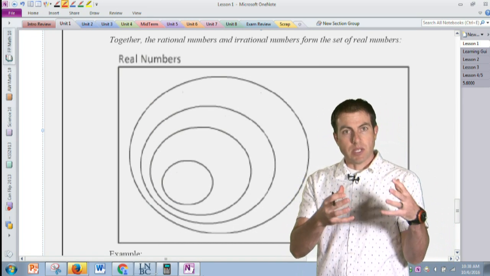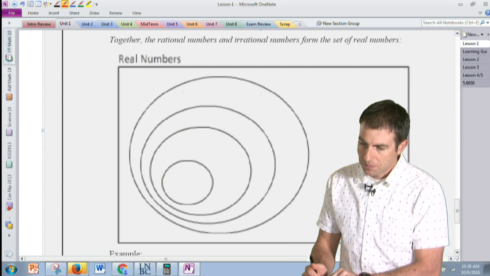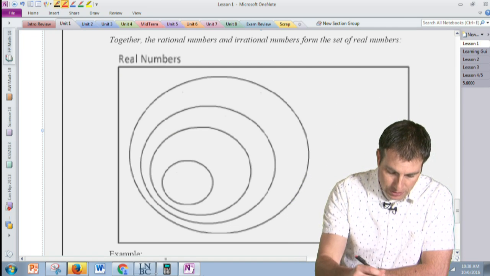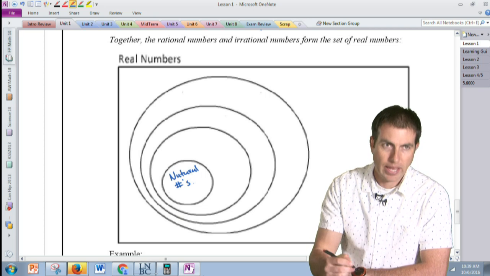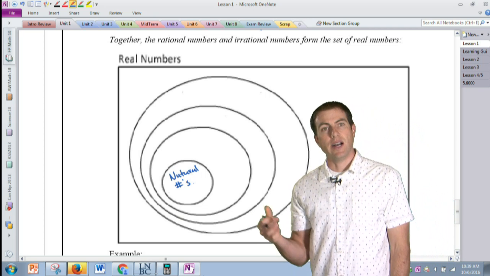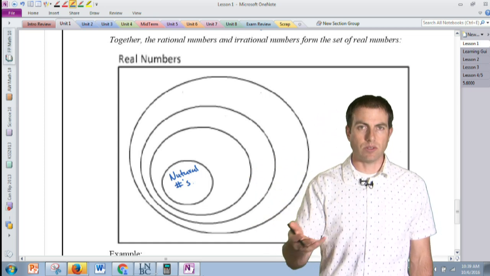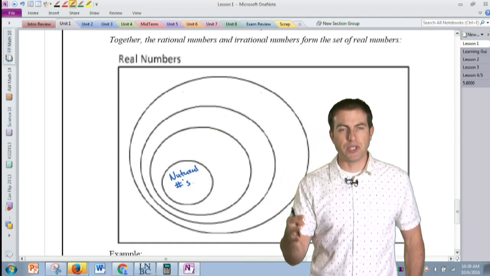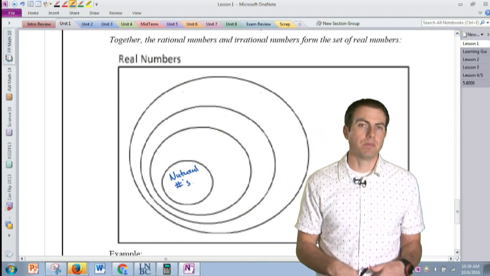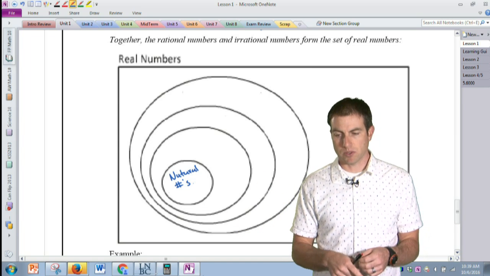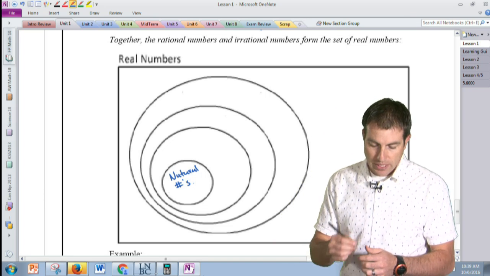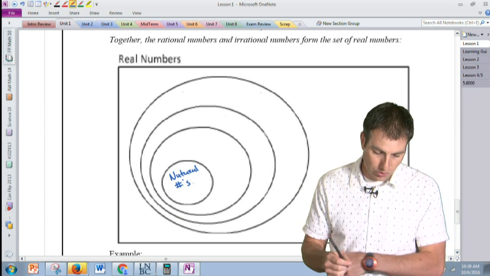So this is the same diagram. The inner circle is something we call natural numbers. And natural numbers are things we can count. So we can put a value on 5 sheep, 1,000,000 grains of sand. Those are natural numbers.